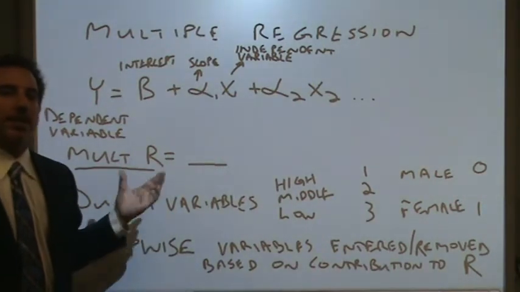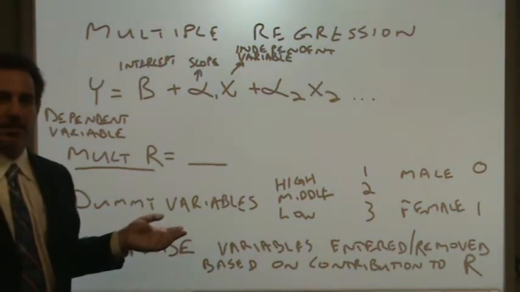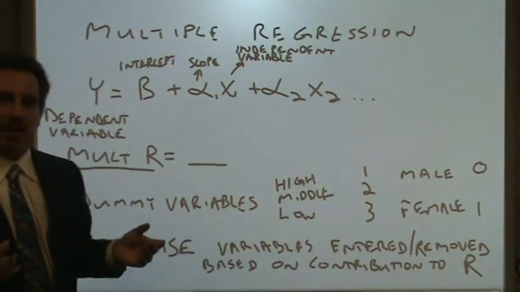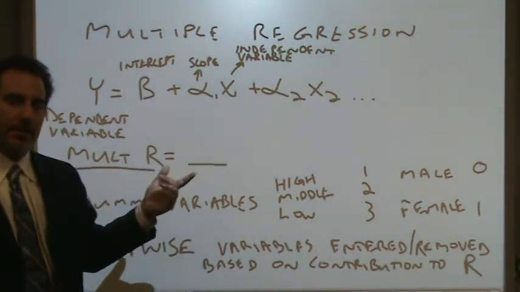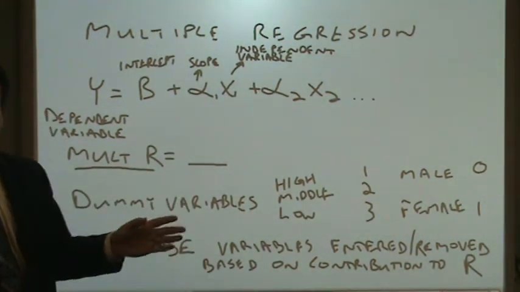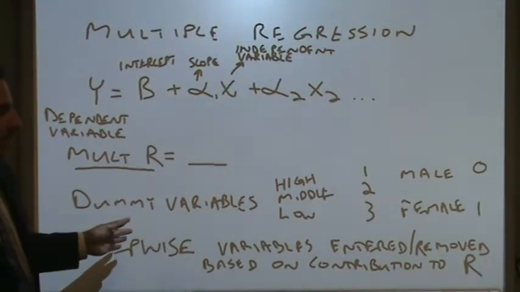Multiple r cannot be negative, as opposed to bivariate correlation, where r ranges between -1 and +1. Multiple r is always between 0 and 1.